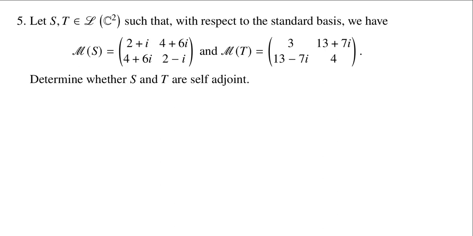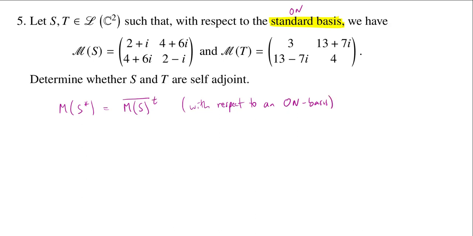So the important result here is that we can tell whether an operator is self-adjoint with respect to an orthonormal basis, and again, we have the standard basis here, which we know is orthonormal. With respect to an orthonormal basis, the matrix for the adjoint of an operator, say the matrix for S star, is equal to the complex conjugate of the matrix of S, and then we take the transpose.